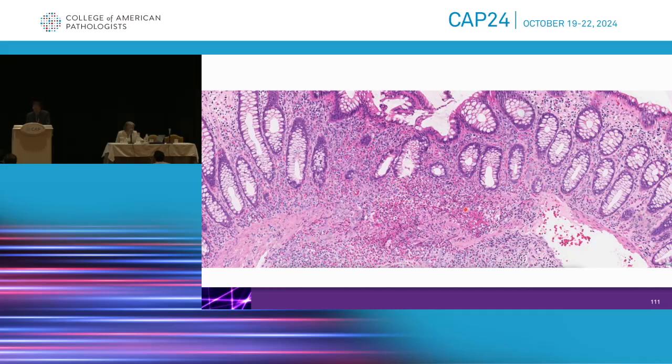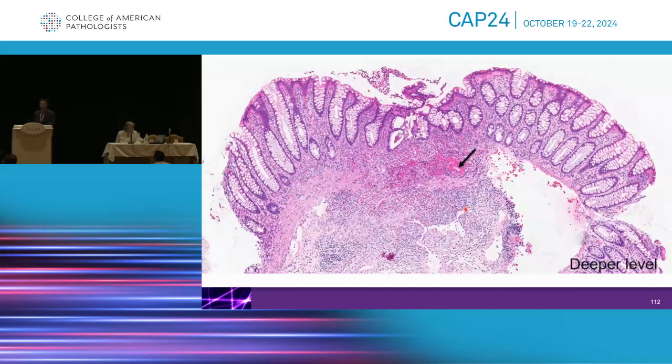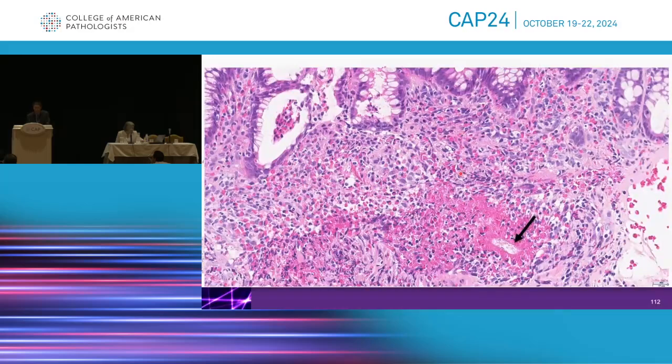We cut deeper levels. Yeah, we're so lucky, you can see my arrow here. At the deeper level, you can see this parasite showed up. Going to higher power, you can see it clearly here, in the center of the eosinophils. Yeah. So this is a strongyloides larva, right? So confirmed.